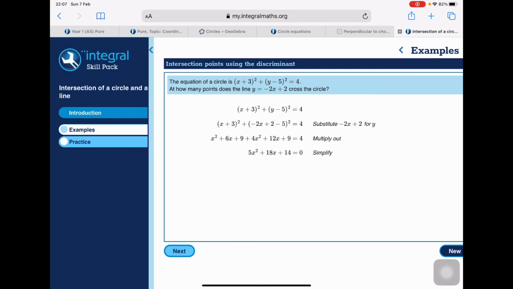But we just want to know if it crosses the circle or not. We're not actually concerned with what those values actually are. So to answer that question, we would need to use the discriminant. So as you know, b squared take away 4ac is the discriminant. I'm sure you learned about it earlier this year.